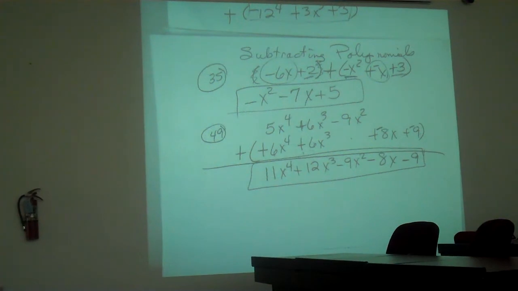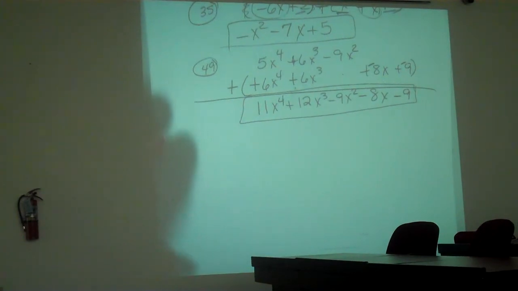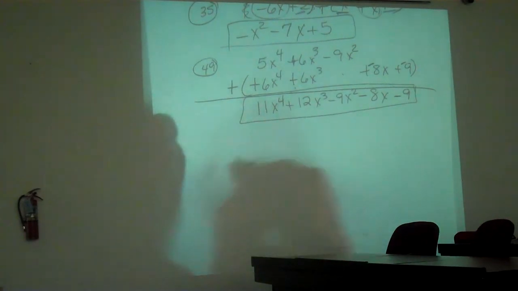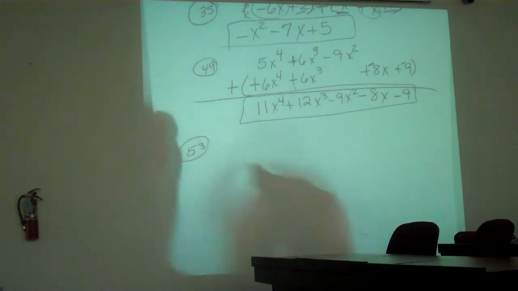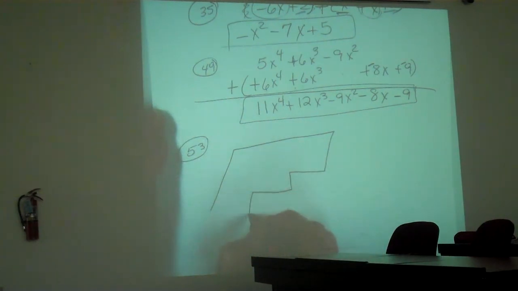Okay, you're going to do 53 and 54. Remember, these are perimeters. Okay, we have this big thing on 53. It goes up, over, down, over, down, over, down, over.